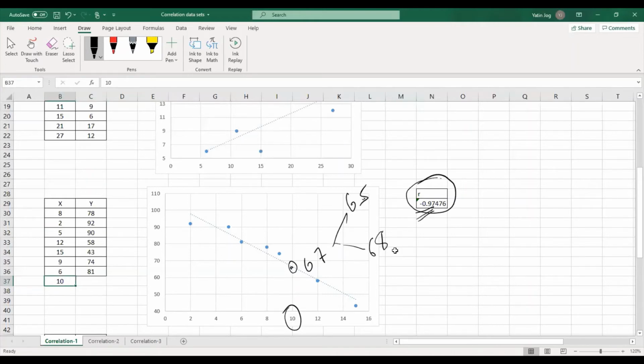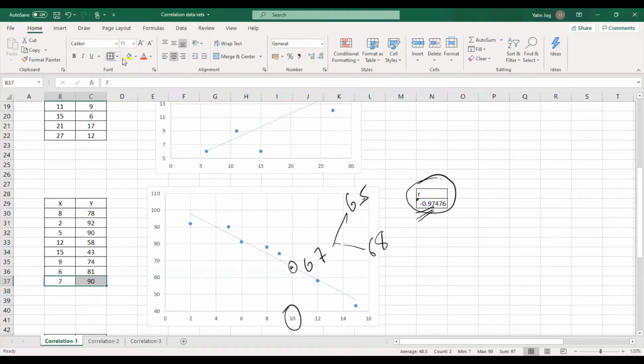Now consider if I add another data point in this table instead of 10 as 7 and suppose 90. If I add a last data point, that is my new addition, which is not part of the original data. So if I'm adding a data point into this table with values 7 and 90, now we'll try to see how the addition of one data point is going to affect my value of R, or is going to change the value of R. Okay, so maybe instead of 90, I'll take value as 100, better for understanding.